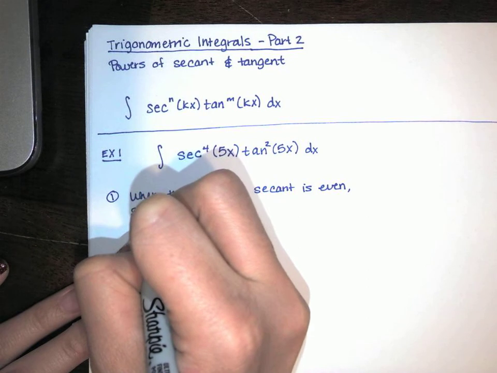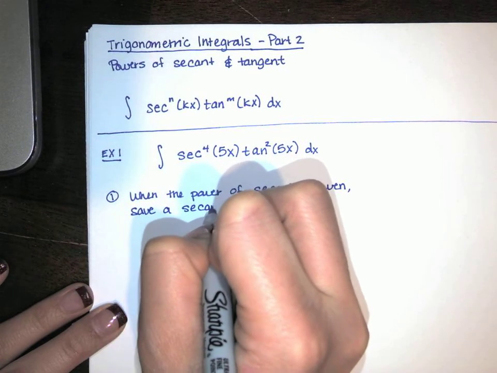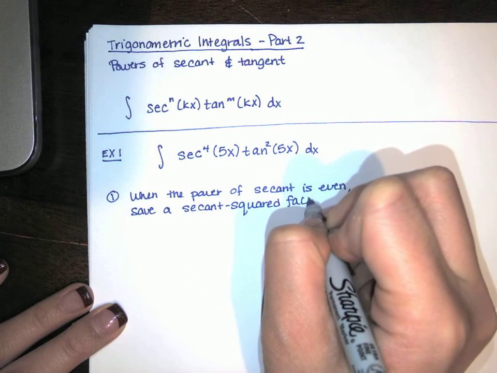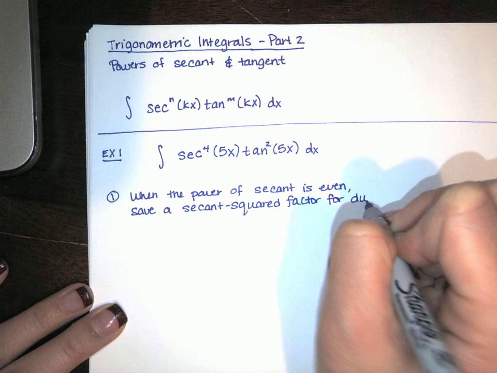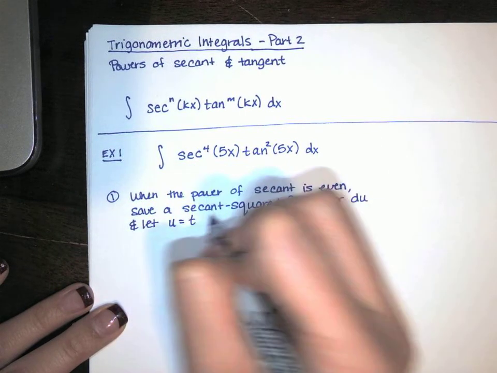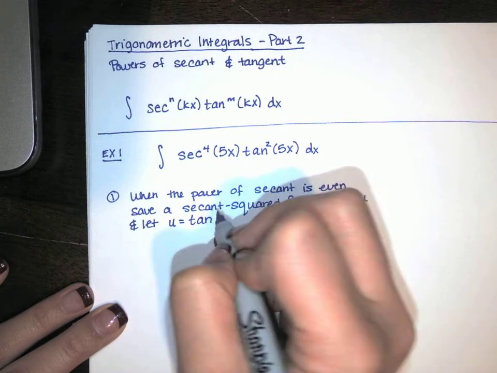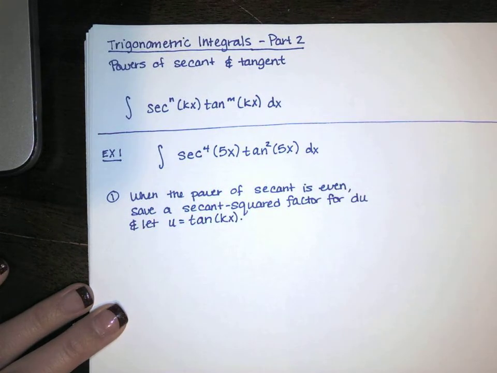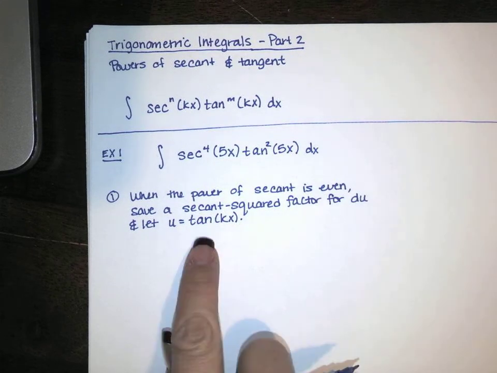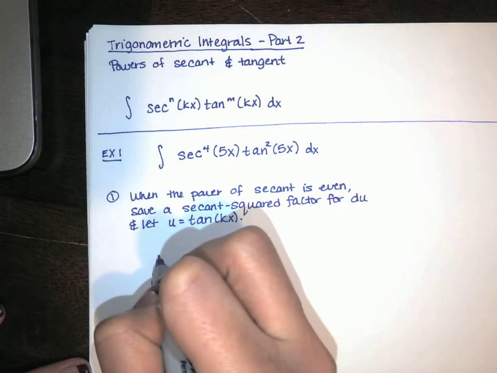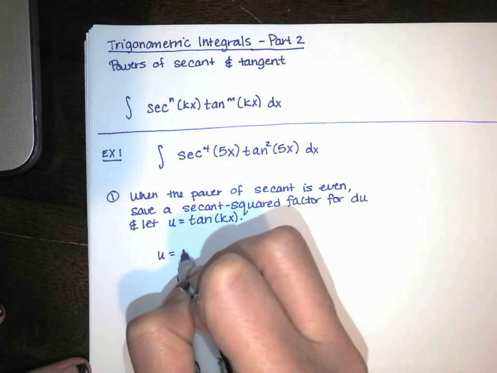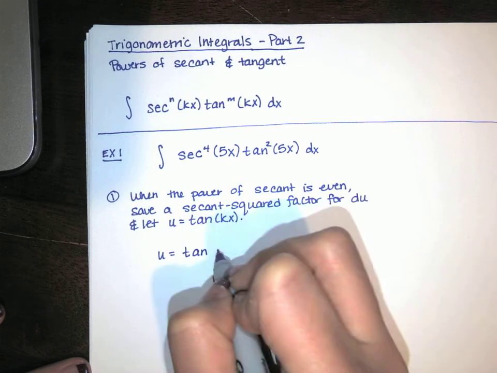We'll save a secant squared factor for du. And let u equal the tangent factor. So if you've got a tangent of 5x, it's going to be tangent of 5x. In general, it's going to be tangent of kx. Then we're going to do a u sub, so we'll have to write everything that's left entirely in terms of our u, which is tangent of kx. So we're letting u equal tangent of whatever our angle is. In this case, it's tangent of 5x. In general, it would be tangent of kx.